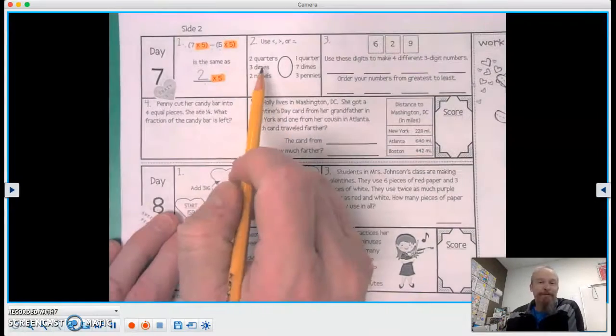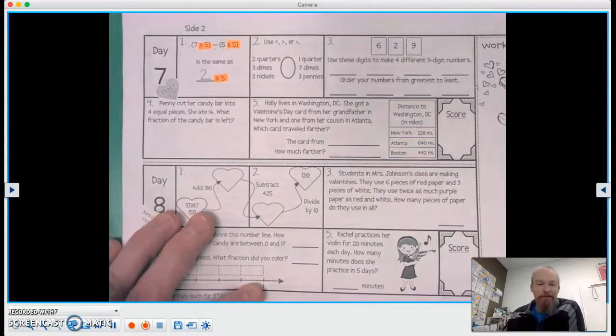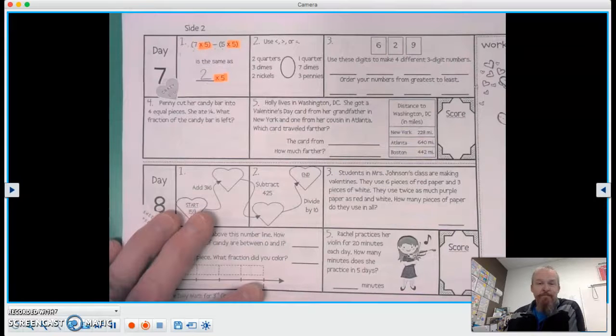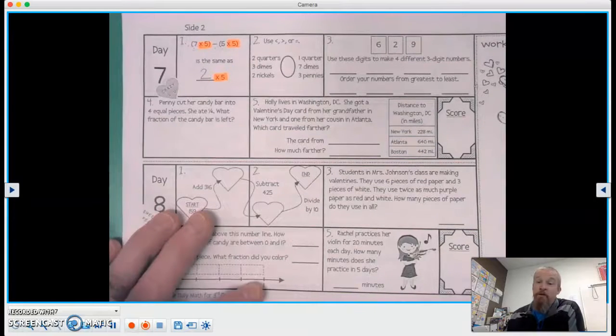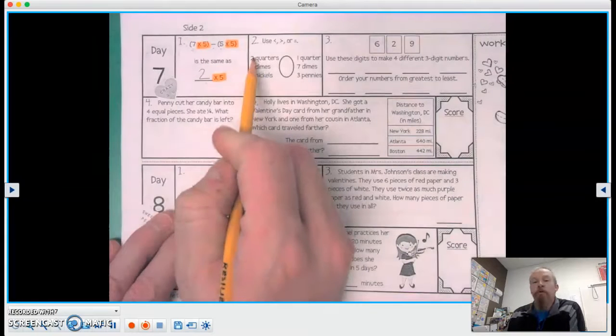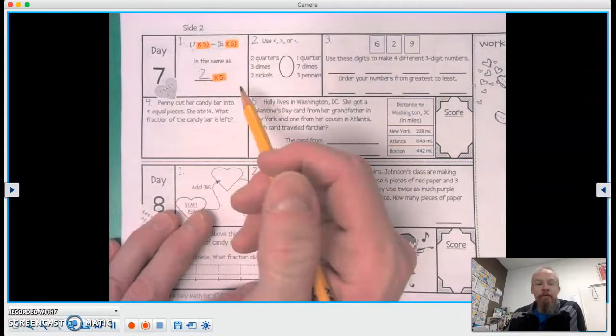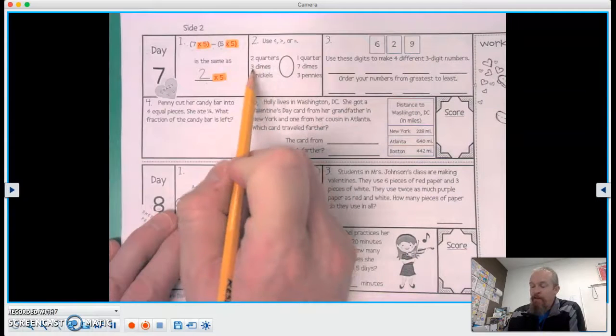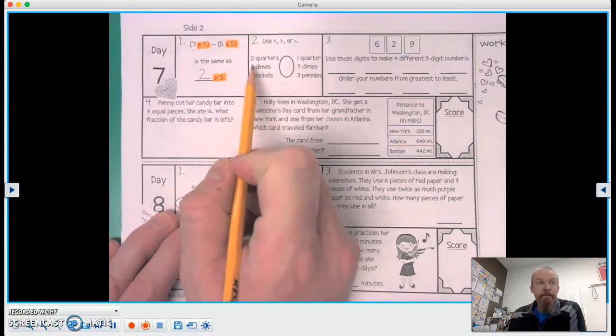So let's look at number 2 here. Use less than, greater than, or equal to. We get some coins. We get some change here. 2 quarters, 3 dimes, 2 nickels versus a quarter, 7 dimes, and 3 pennies. So first, how much are 2 quarters worth? 25 and 25 is 50. 3 dimes, those are each worth 10. So we are at 50.